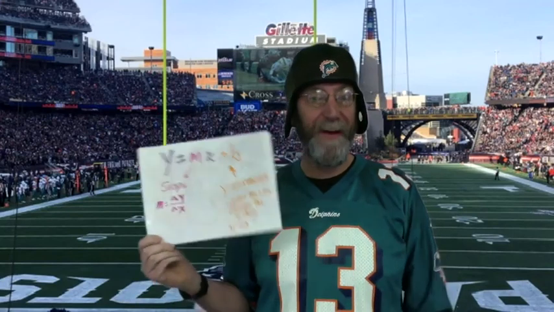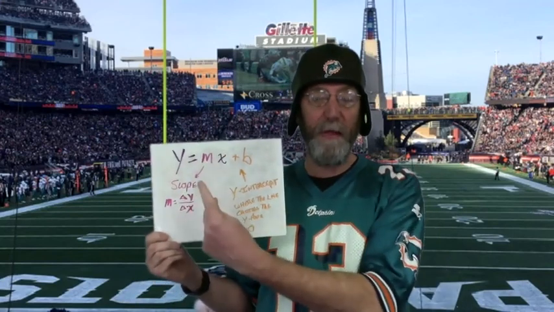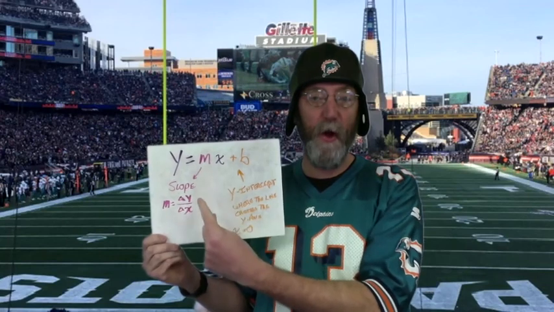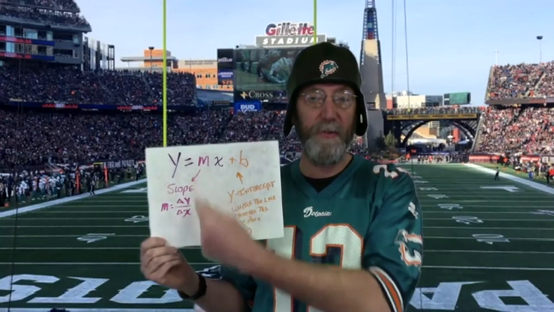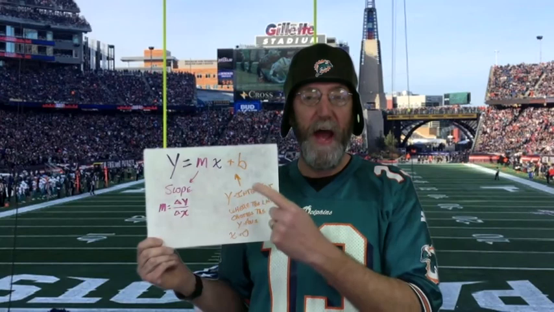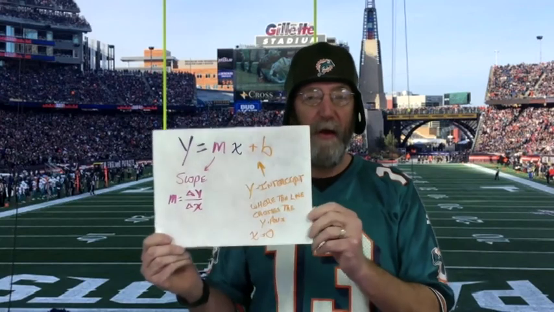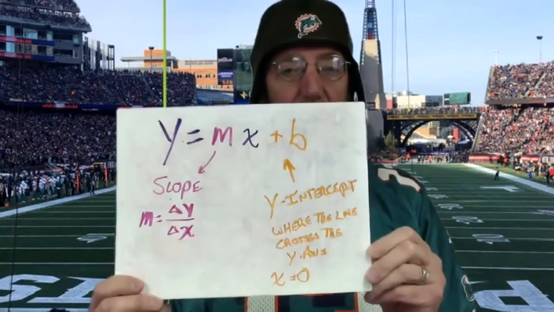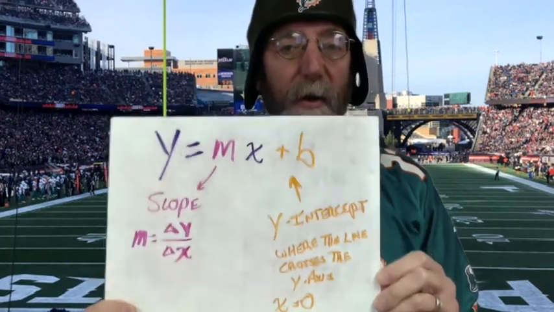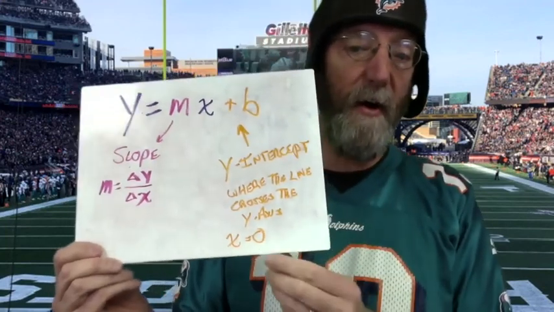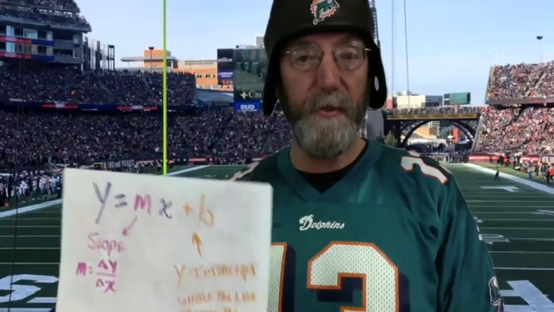but it's important stuff. So to review, y equals mx plus b. M is your slope, which is change in y over change in x. And b is your y-intercept, the point where the line crosses the y-axis. And remember, on the y-axis, our x-coordinates are always equal to 0.